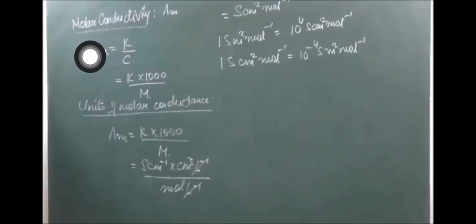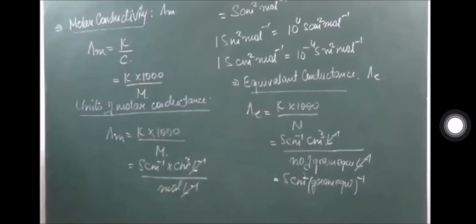And the next topic is all about molar conductivity. Molar conductivity is denoted by lambda m, and the equation for the same is kappa upon concentration, K upon C, and this is the formula by which its unit comes. So the unit of molar conductance is siemens centimeter square per mole. You need to remember this conversion and these two topics. This is very important, it can be asked in a 2 marks question.